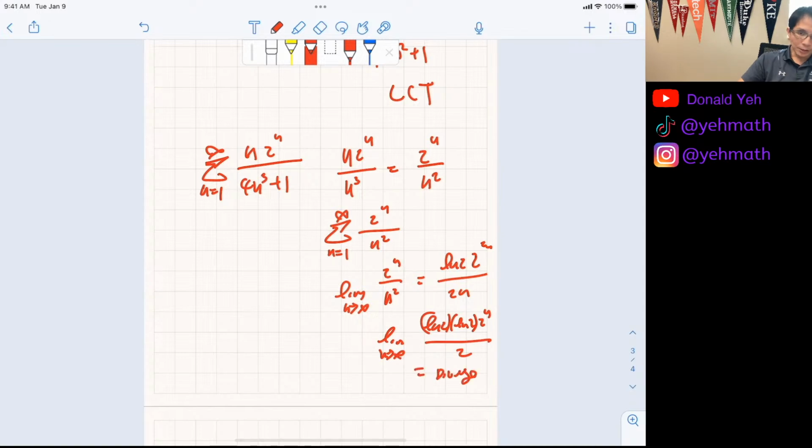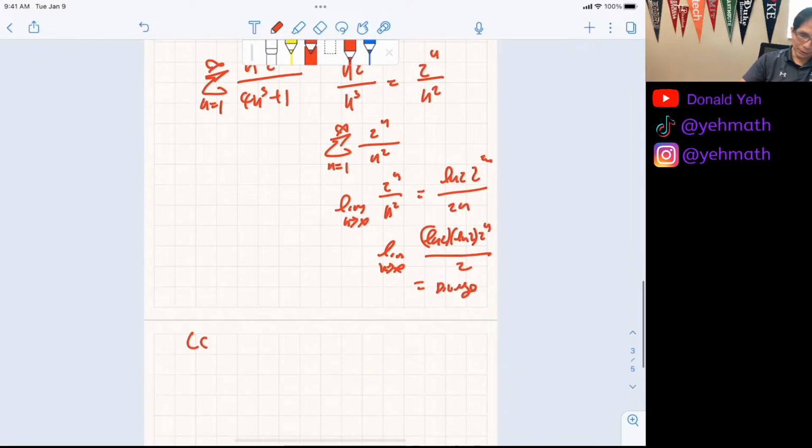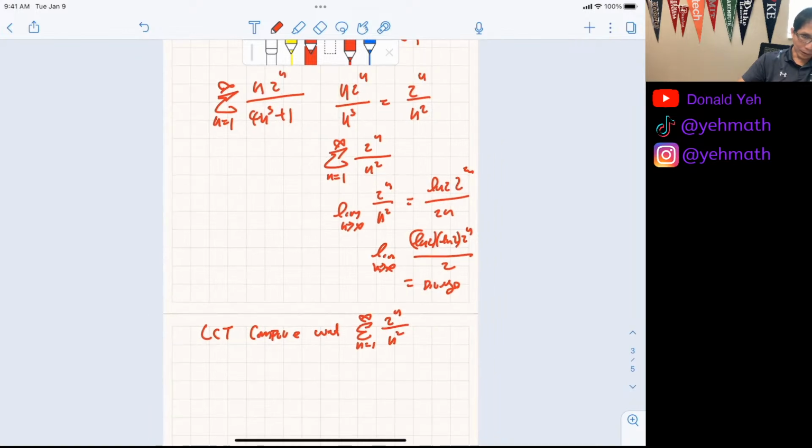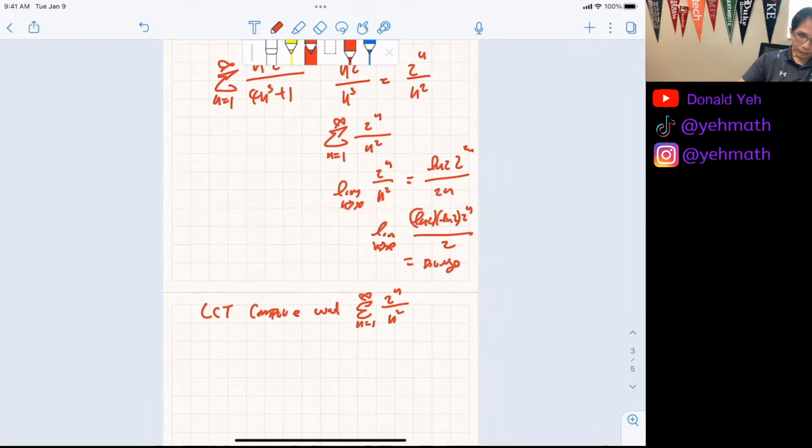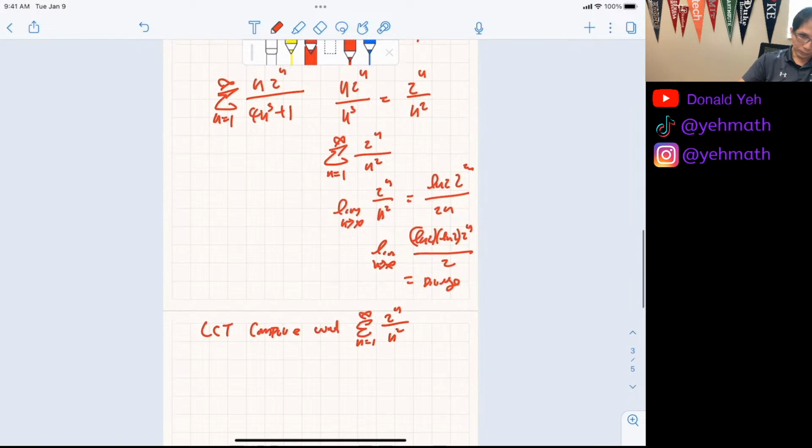Yeah. So if this diverges, then you say, okay, so we know for sure this series diverges, which we compare this with. Hopefully, the limit doesn't equal 0. Hopefully, it equals some type of constant. So now we're going to say, okay, LCT comparison, compare with the summation from n equals 1 to infinity of 2 to the n over n squared. Well, you could just multiply by ln of 2, like when you derive that.